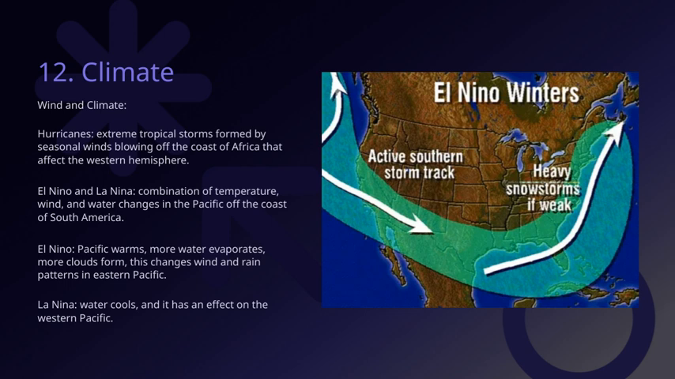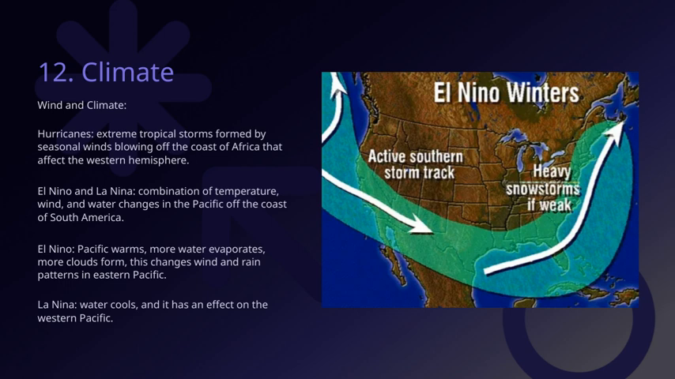Both El Niño and La Niña are interconnected, representing a complex combination of temperature shifts, wind changes, and water movements in the Pacific off the coast of South America. These interactions can significantly influence global weather patterns.